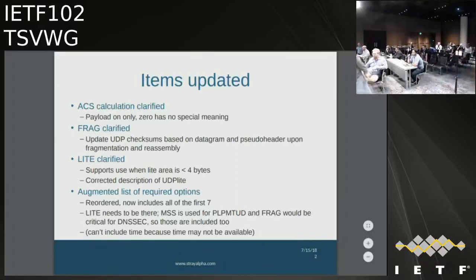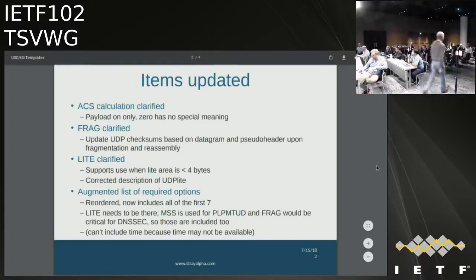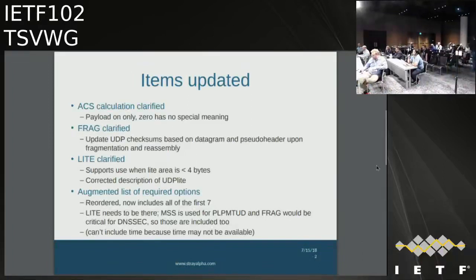The frag option's been clarified as well in terms of the UDP checksums based on the datagram and the pseudo header upon fragmentation and reassembly and all that. The light's been clarified as well in the case when the light area is less than 4 bytes. Everything just slides forward. And we corrected the description of UDP light. We augmented the list of required options and reordered them. I apologize if that affects people implementing things, but at some point, anybody who wants to do interoperability, just use the latest version and pick the right numbers and it should all work. There's a reason we're trying to say that, okay, everything that's below a certain number is required. Light needs to be there.